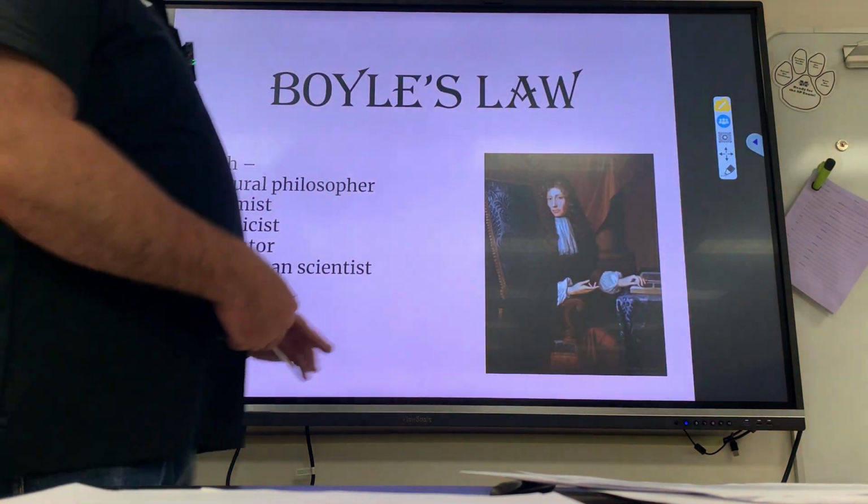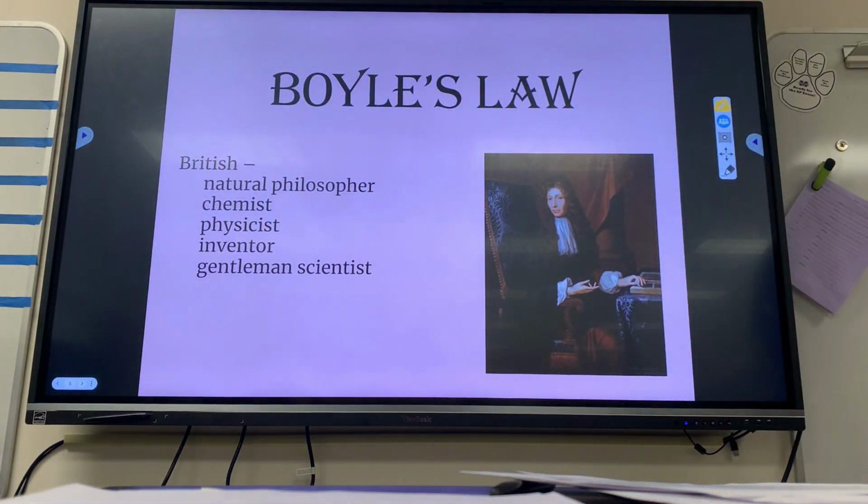All right, so here's our guy, Robert Boyle. Not only exceptionally handsome, he was a philosopher, a chemist, a physicist, an inventor, and a gentleman, Henry. I don't know, a scientist is a gentleman, a super polite scientist like you, Henry. British. I don't know why British is like the top of the thing here, but fine, he was British, whatever.